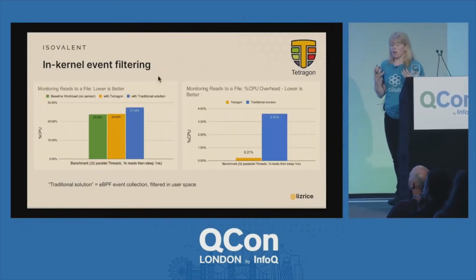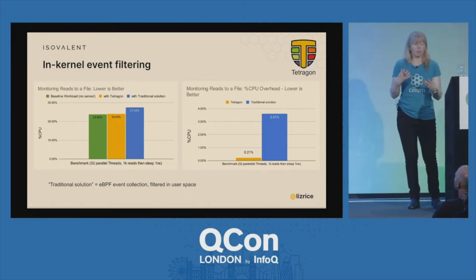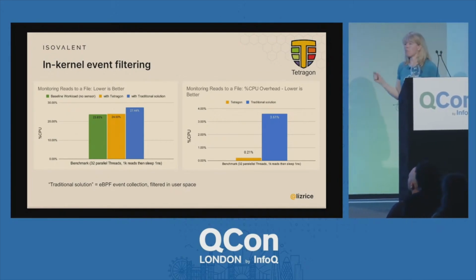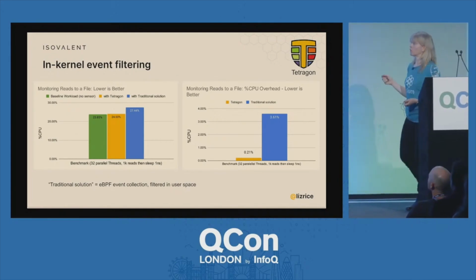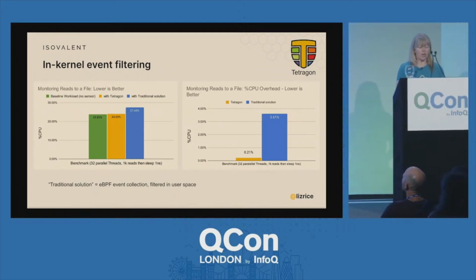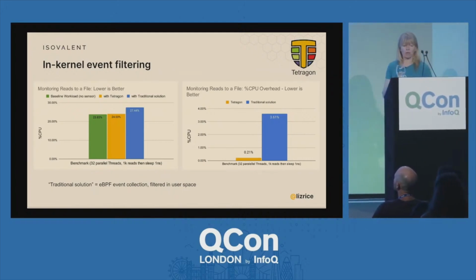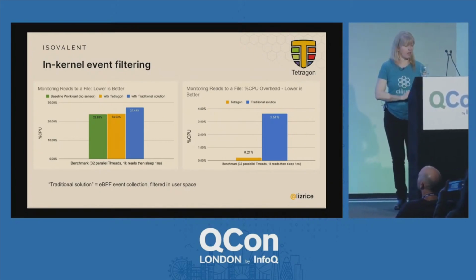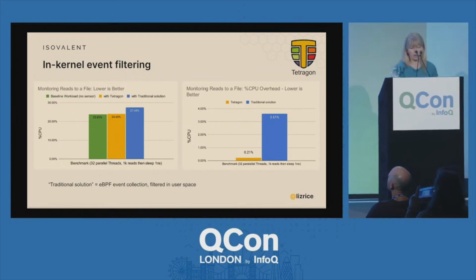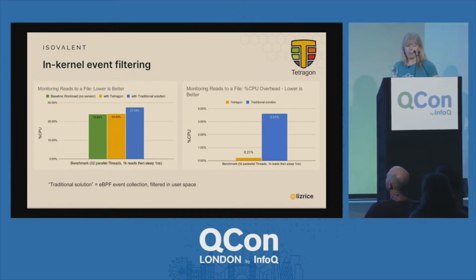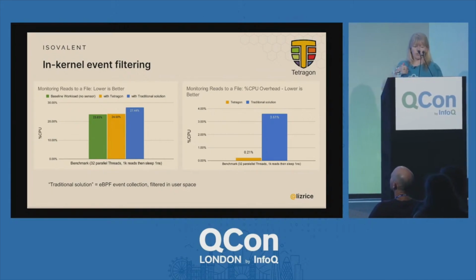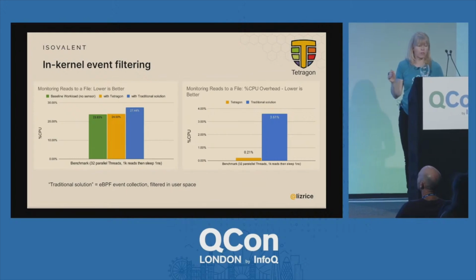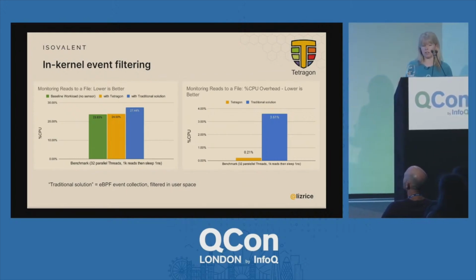Being able to exercise that policy and filter events inside the kernel is dramatically improving performance. On the left-hand side, we're basically doing a benchmark here with Tetragon or another eBPF-based solution. I'll let you imagine what the other one is. We can see that we're able to use significantly less CPU to monitor access to sensitive files.